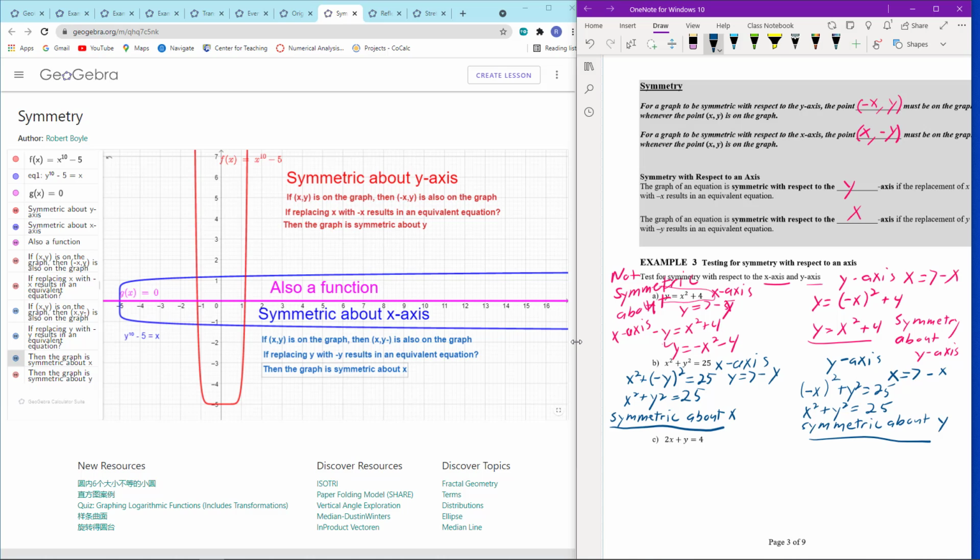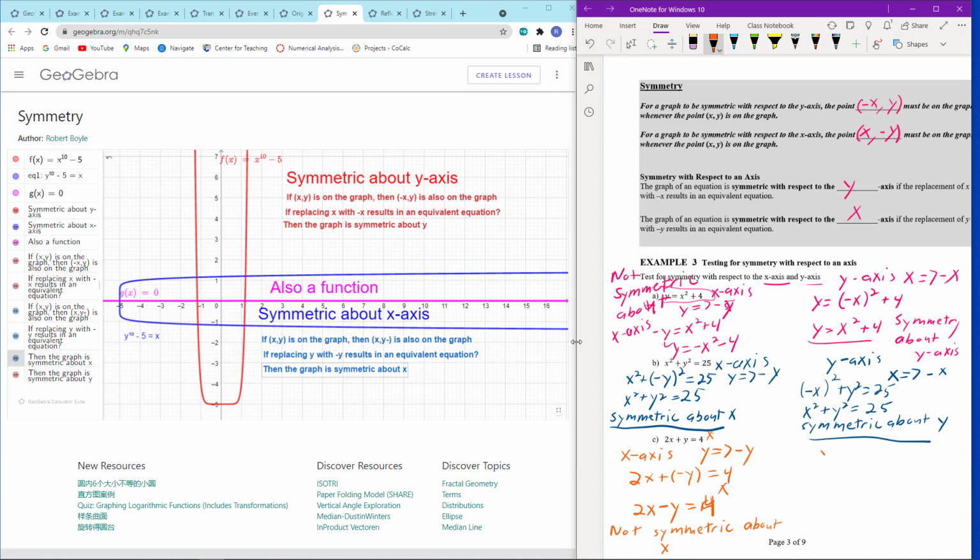Now what about the last one? Once again, checking out the x-axis, we are going to replace y with negative y. And that will give me 2x plus negative y is equal to 4. Evaluating that, I will have 2x minus y is equal to 4. As you can see, this equation is different than that equation. They are not the same. As a consequence, we are not symmetric about x.